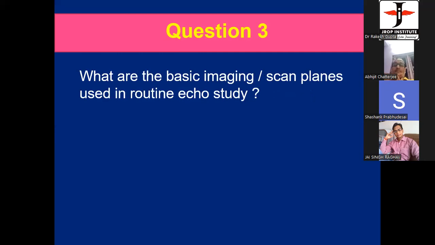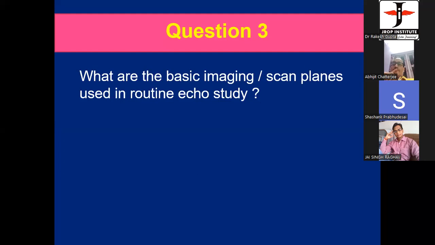Basic routine imaging planes in your echocardiographic study. Planes mean what, sir? What all views will you take in routine echocardiography? Four chamber, two chamber, like that, sir. What all windows will you use in echo? At apex, sir, apical four chamber view. Apical three chamber view, sir. Left parasternal short axis view.